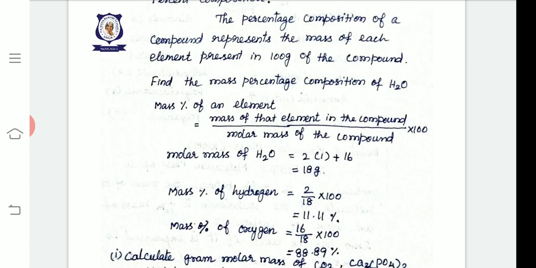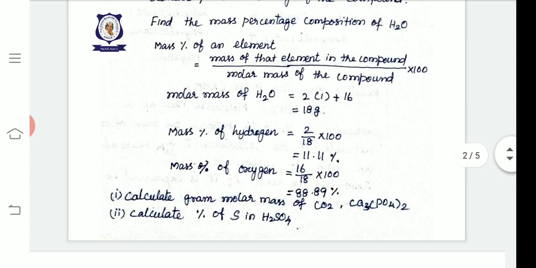How? The percentage of hydrogen is equal to, in this compound the mass of hydrogen is 2. The whole mass, that is the molar mass, is 18. So 2 by 18 into 100. While simplifying this, you will get 11.11 percentage. Like that, the mass of oxygen in this compound is 16 by the total mass, that means molar mass 18, into 100. You will get 88.89 percentage.